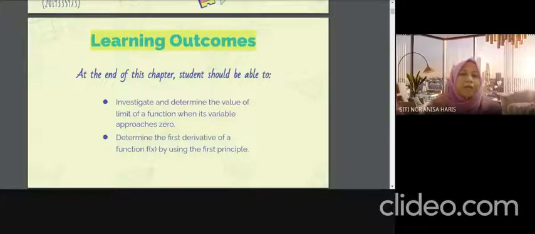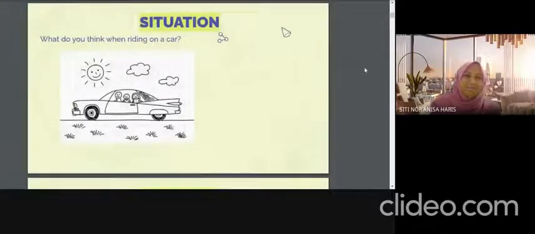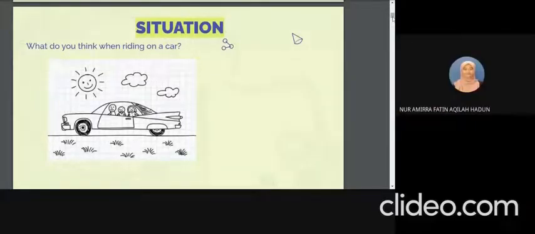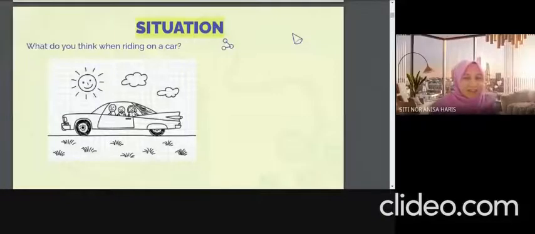But before that, I will give you an example of a situation so that it will give you a clear picture of what we are going to learn in this subtopic. Imagine that you are riding in your car right now. What do you think about the speed of the car? The speed changes. Yes, the speed is changing, right? This is because the car is moving with non-uniform motion and it is not constant. Whereas if you compare with riding in a train, the speed will always be constant. Am I right?